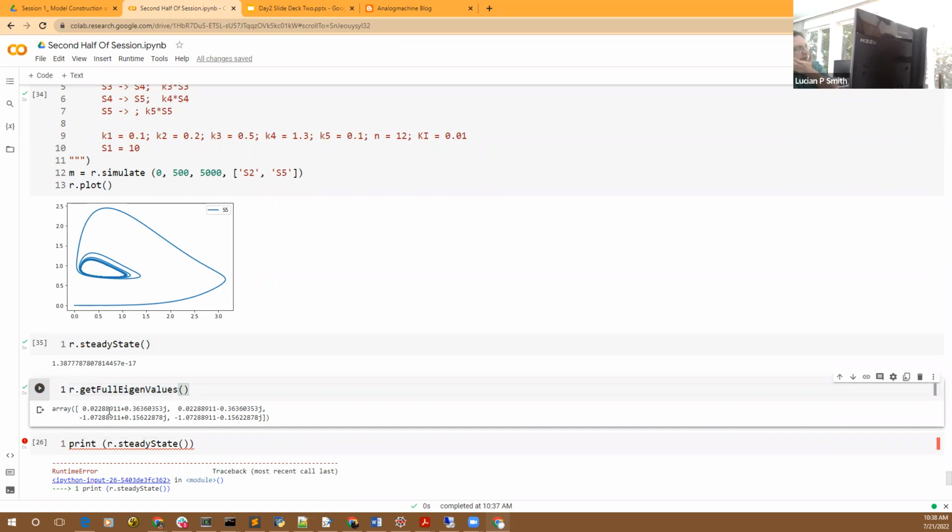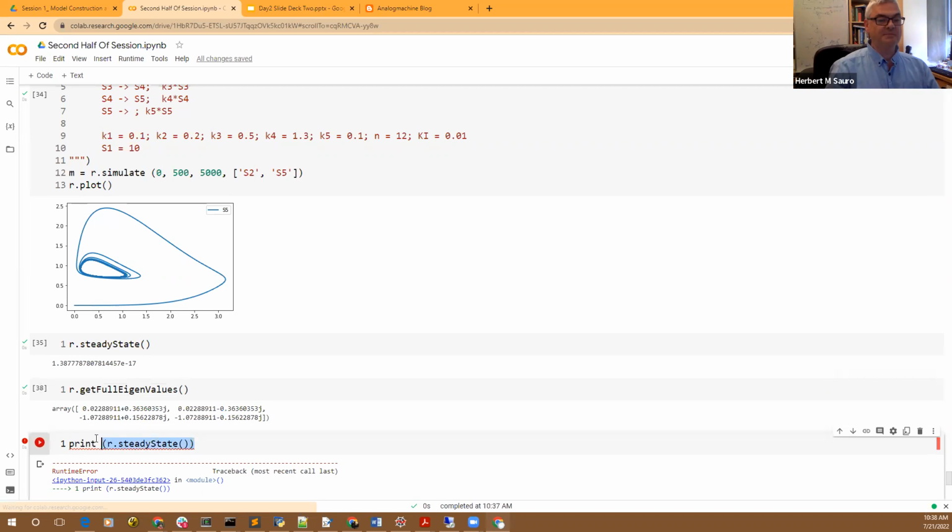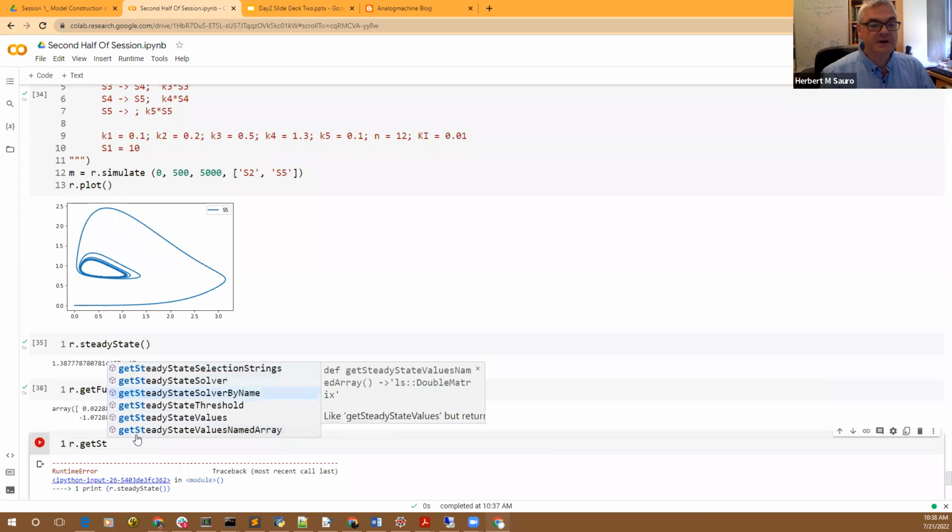Someone's curious about what would happen if you simulated starting at this steady state. That's a good idea, we'll do that in a sec. You'll notice that there's a real part here that's positive and a real part here that's positive. That means the system's unstable. So the question was, what happens now if, so let me get the steady state named array.